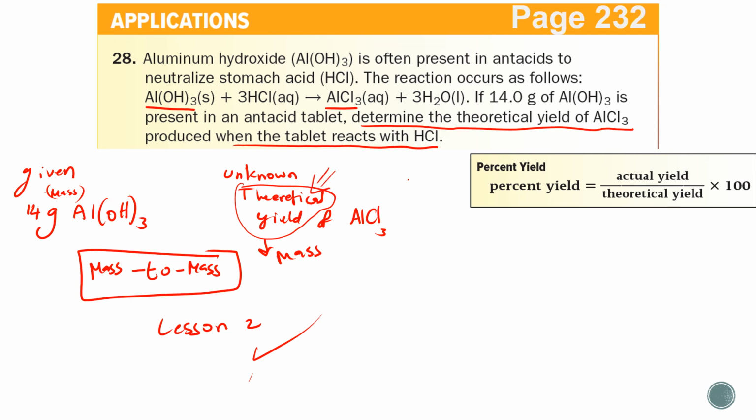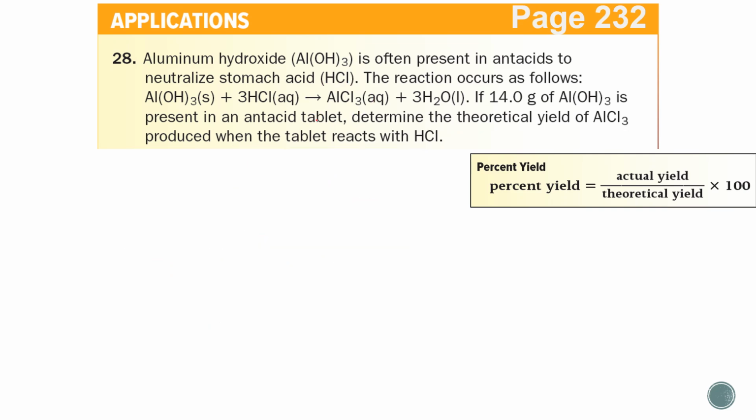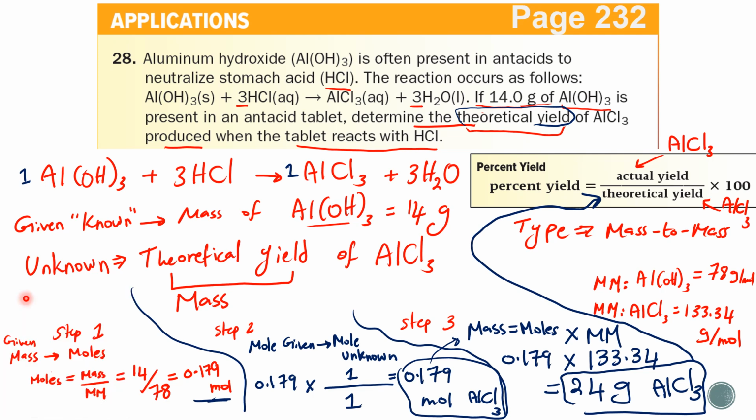If they ask you about the theoretical yield, then you just find the mass of the product اللي هو they asked you about. So actually, if you look at it, the unknown is the theoretical yield of AlCl3, and that's what's given to us. So it's a mass to mass problem. يعني we solve it in 3 steps. The first step, find the moles of the given AlOH3. So it is the mass 14 grams divided by the molar mass. You can find the molar mass of AlOH3 on your own. So it's 0.179.